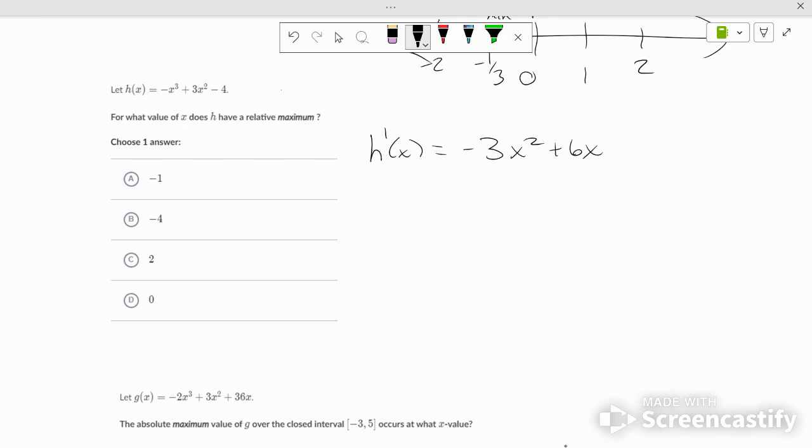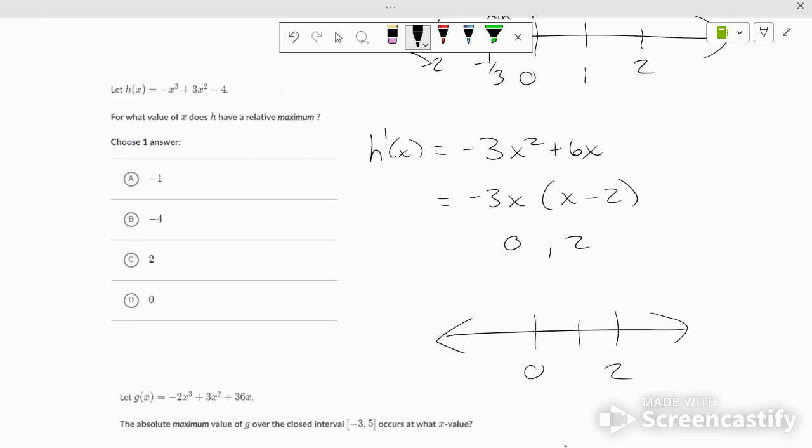If we factor out a negative 3x squared, or negative 3x, we get x minus 2. 0 and 2 are our critical numbers. So if we put in a 1, we get negative times a negative, which is a positive. We put in a 4, we get a negative times a positive, which is a negative. We put in negative 2, gives me a positive times a negative, which is a negative. Where's the relative max? Where it's going from positive to negative, which is 2.